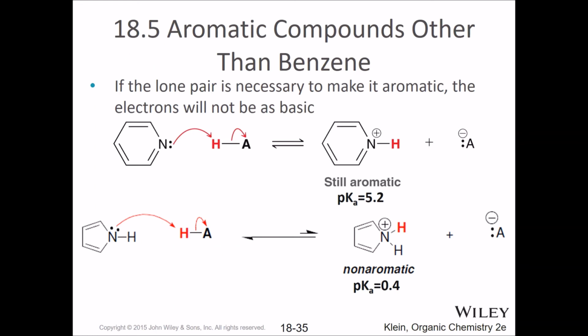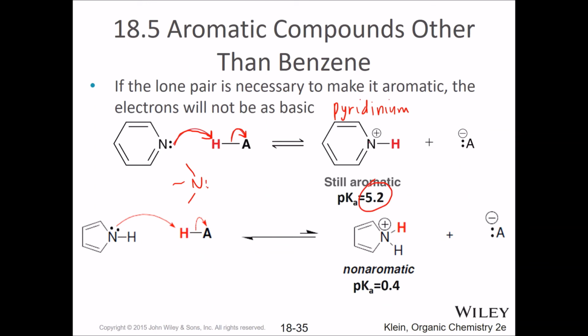Now, if the lone pair is necessary to make it aromatic, the electrons will not be as basic. You know that nitrogens are basic, right? The lone pair of nitrogens are basic. Ammonia is a base, right? So here's the base action of a nitrogen. And over here you have pyridine. This is the pyridinium cation. Now, how acidic is this?